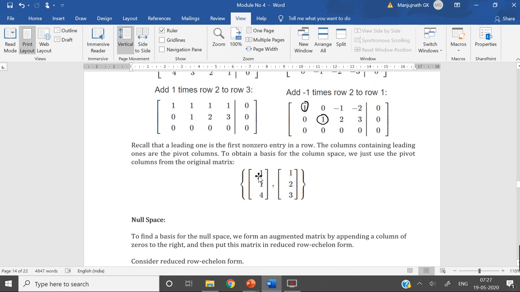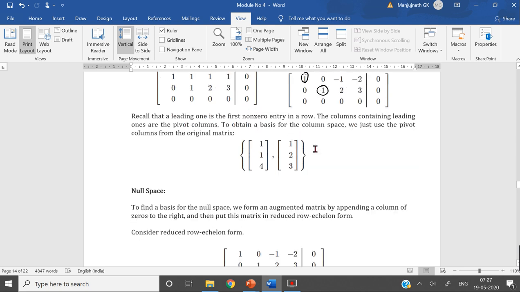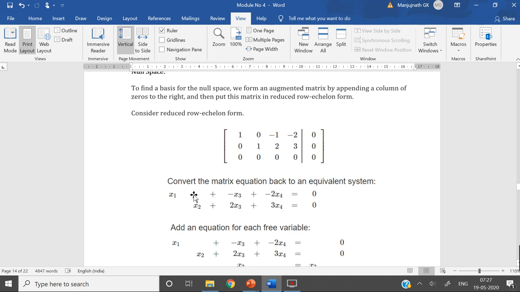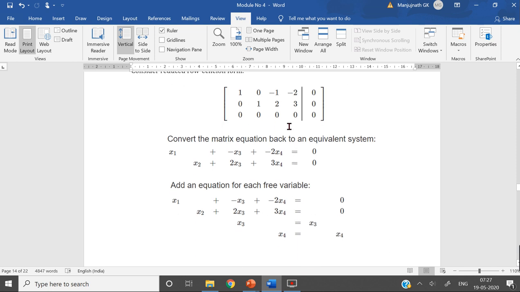That is written here. Then how to find out the null space? Let us take an augmented matrix. Write this in terms of equations. x1, the x2 term is 0 here, minus x3, minus 2 into x4 is equal to 0. Then from the second row, x2 plus 2 into x3 plus 3 into x4 is equal to 0. Here we have four variables x1, x2, x3, x4. Only two equations are obtained from this matrix, and for the other two, x3 and x4 are free, so that can be written here.